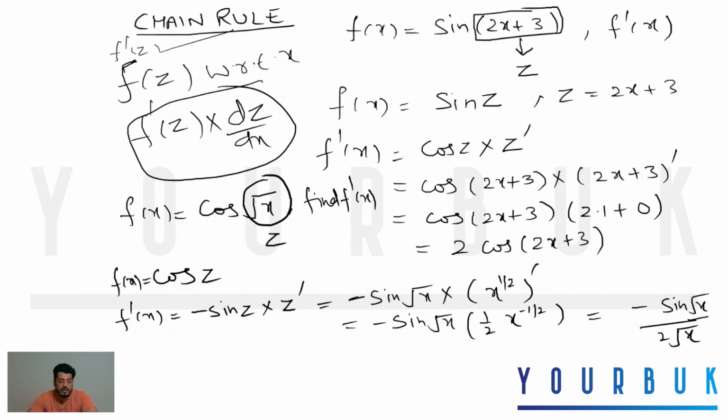I hope you are able to understand a little bit about the chain rule. I'll give you several examples to explain the concept of chain rule, but this is the starting, and I hope you are able to understand what I'm saying. So now let us do some more examples.